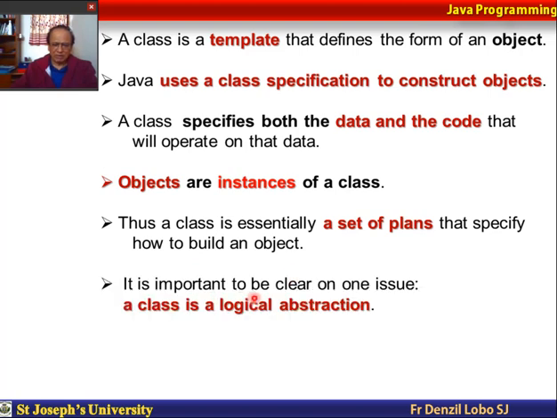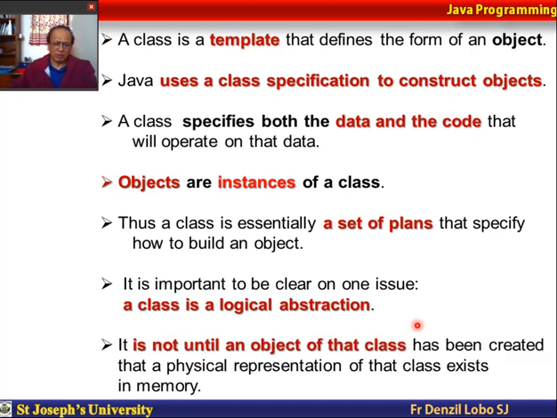So it is important to be very clear on one issue. A class is a logical abstraction, so you cannot store anything into that. Only I create an object and we use that object and the methods which accompany objects to do whatever we want to do. So it is not until an object of that class has been created that a physical representation of that class exists in memory. So this is very important. We will understand as we go through exercises which we are going to start immediately.